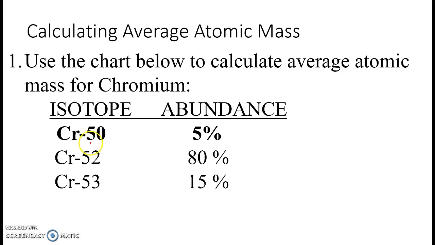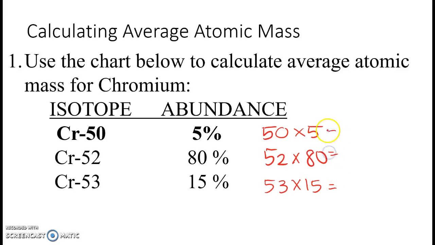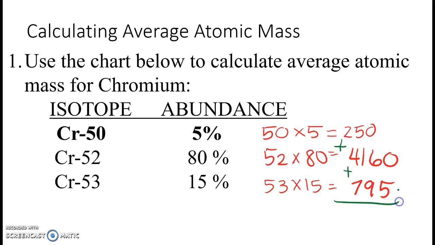So what we're going to do is we're going to take the mass number and multiply it by the percent abundance for each isotope. And then we're going to add all 3 of these numbers together. So when you do that, you get 5,205. And then last step is to divide by 100.